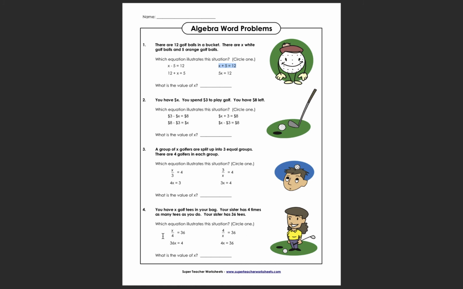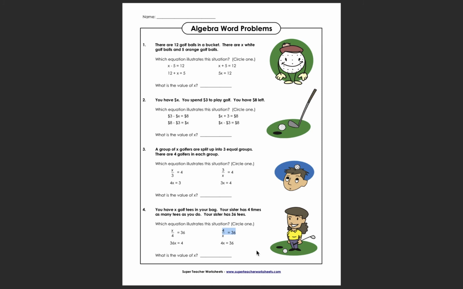However, these two right here are both division questions. Would that work in this case? No, because for one, X divided by 4 cannot equal 36 because it says my sister has more tees than I do. If it was this problem here, that means I have more golf tees than she would, so it can't work. This one here, 4 divided by X equals 36. Well, why won't that work? Well, for one, 4 divided by what equals 36?